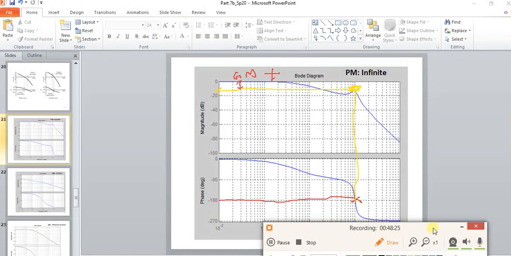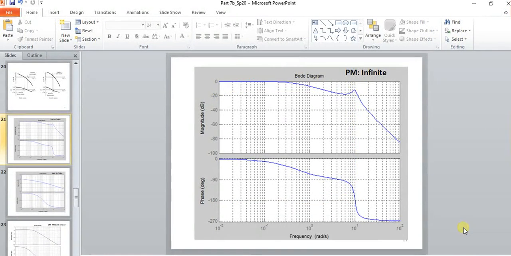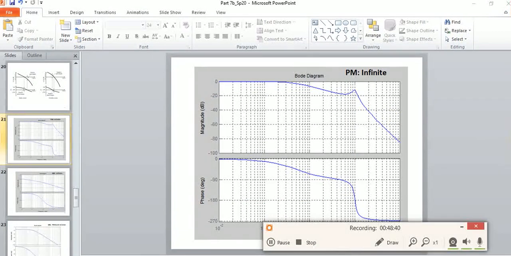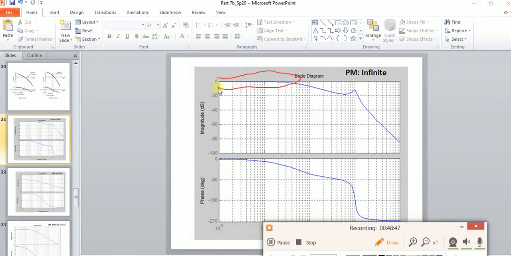Now come to the phase margin. To find the phase margin, start from the gain curve and see where the gain curve crosses 0 dB. If you see the gain curve, it starts here with 0 but it does not cross 0. Nowhere does this gain curve cross 0. If the gain curve nowhere crosses 0 decibel, then the phase margin is infinite.